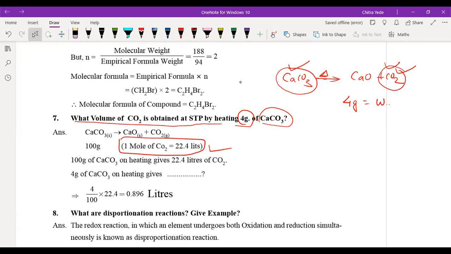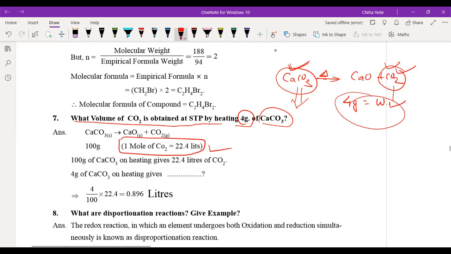If we are heating 1 mole of calcium carbonate and we are getting 1 mole of carbon dioxide, that means we have to calculate the number of moles of calcium carbonate, and we will get the number of moles of carbon dioxide. So first we have to calculate the number of moles of calcium carbonate in 4 grams. We already have the mass.